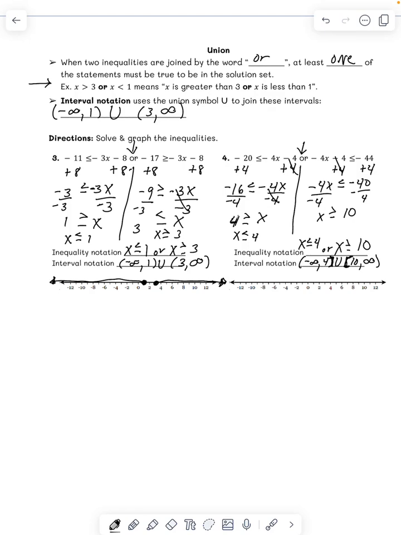So now let's graph it. So I'm going to go to the number 10. I'm going to use a filled circle. I'm going to draw my arrow to the right. Here I'm going to go to 4. I'm going to fill my circle and I'm going to draw it toward negative infinity.